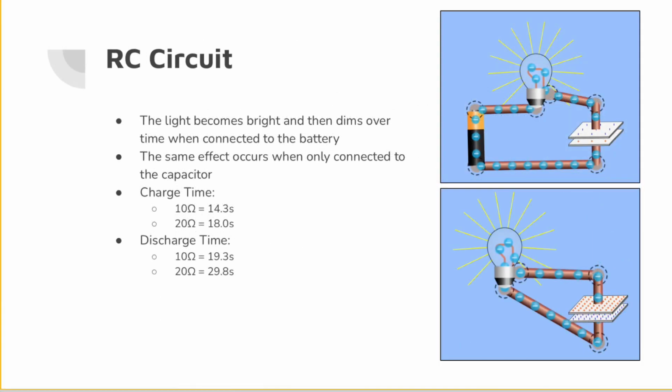For the RC circuit, we found that the light becomes bright and then dims over time when connected to the battery. We found the same effect occurs when only connected to the capacitor. Charge time with 10 ohms was 14.3 seconds, and with 20 ohms, it was 18 seconds. Discharge time with 10 ohms was 19.3, while with 20 ohms, it was 29.8.